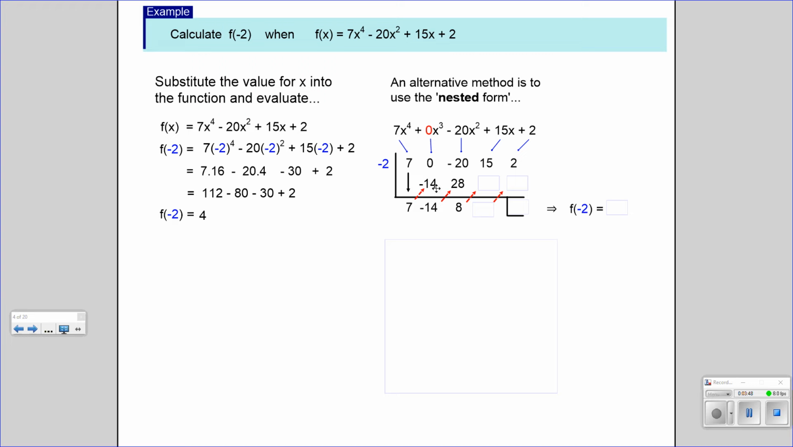These numbers here are what we get once we've actually gone a bit of the way through, and I'll just try and take you through where they came from, and then we'll finish it off.